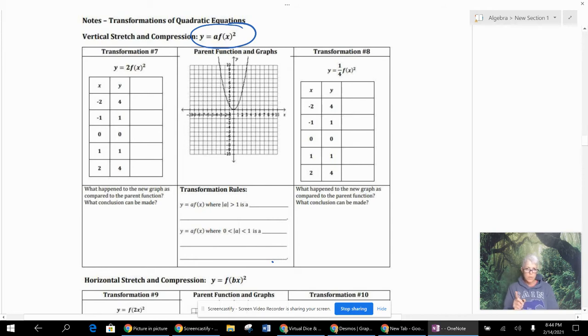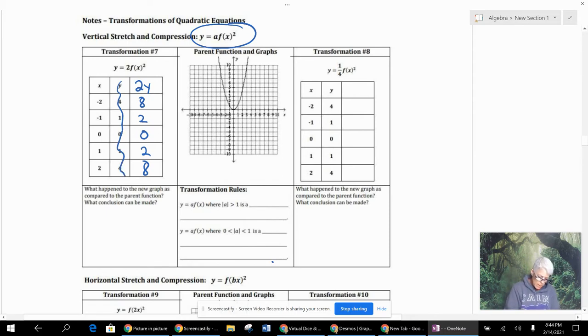So I'm going to put a number, and that number is going to be greater than 1, and the number is going to be 2, and it's in front of the f of x, so it's going to affect the y. So it's kind of like saying 2 times y. So this would become 1, this would become 2, 0, 2, 8. So I'm going to get rid of that, and let's see what happens.